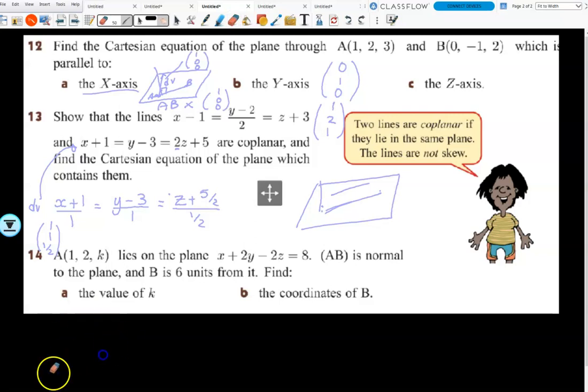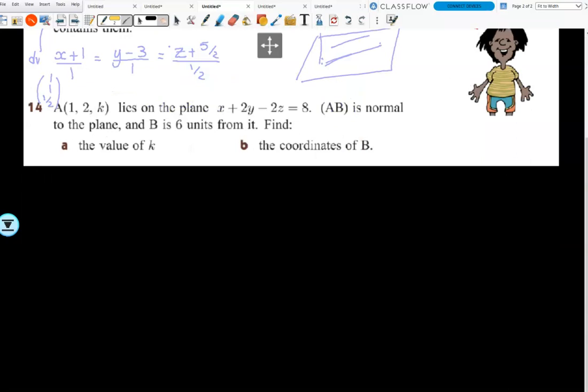Can you please read 14? That was probably like a minute for them to think. Who is unsure of where to start for this one?